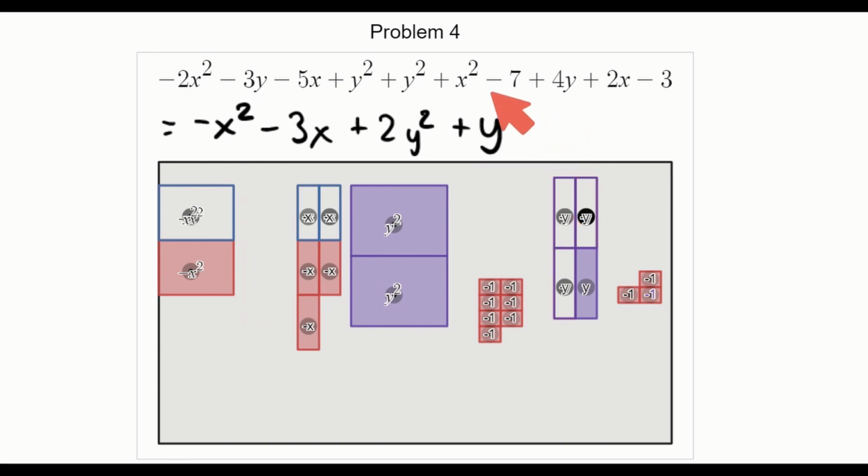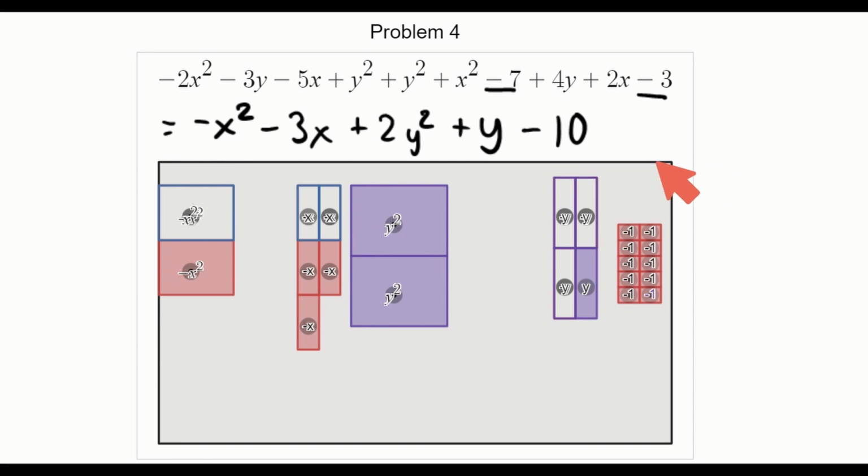And finally, looking at our 1's, we have a negative 7 and a negative 3. Since these are the same signs, nothing cancels out. So we're just going to count them up. 7 negatives and 3 more negatives. We have a total of minus 10. So our final answer is going to be negative x squared minus 3x plus 2y squared plus y minus 10.